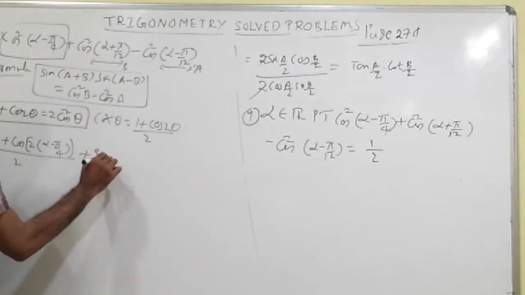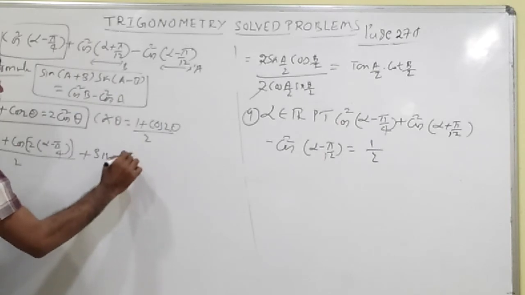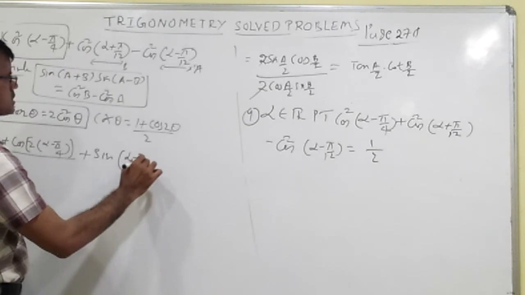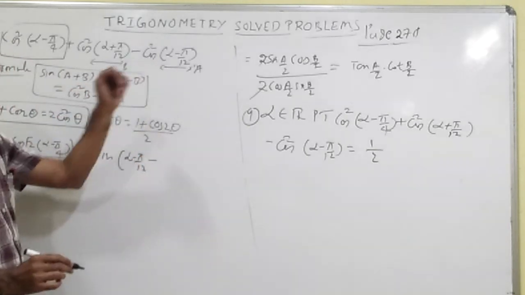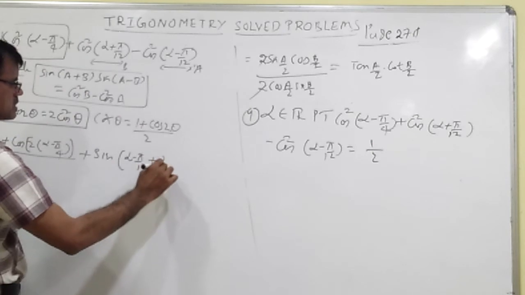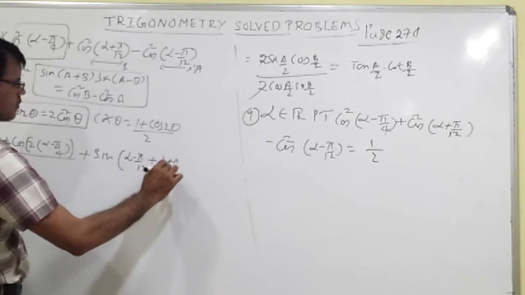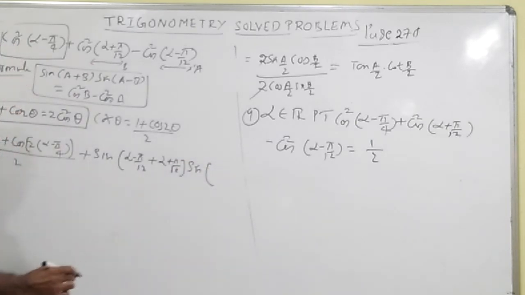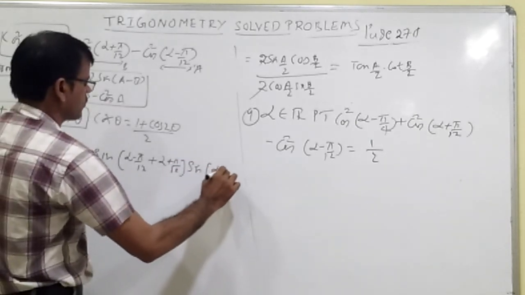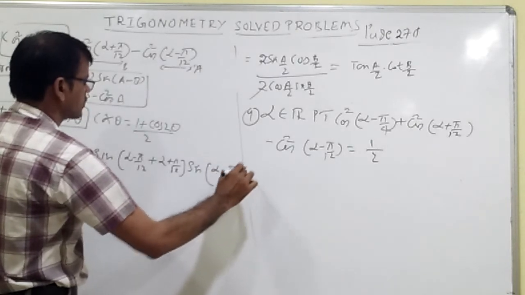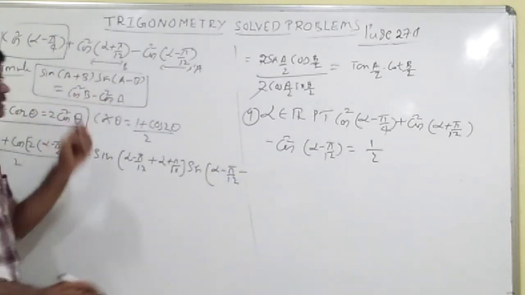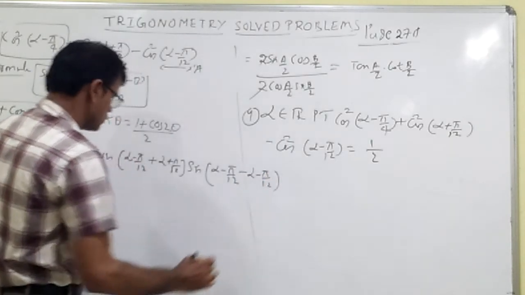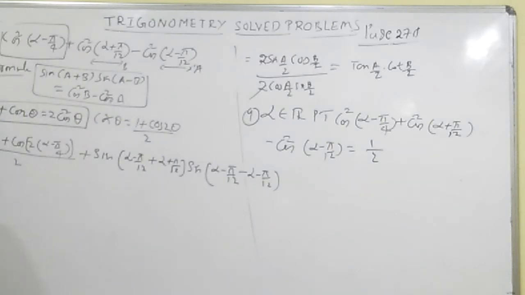So sine of a plus b becomes sine of a, meaning here alpha minus pi by 12, plus a minus sine of a plus b. Here a means alpha minus pi by 12 and b means alpha plus pi by 12. Alpha plus pi by 12 into sine of a minus b. So what is a here? Alpha minus pi by 12. Minus is there. So minus alpha minus pi by 12 you should write.